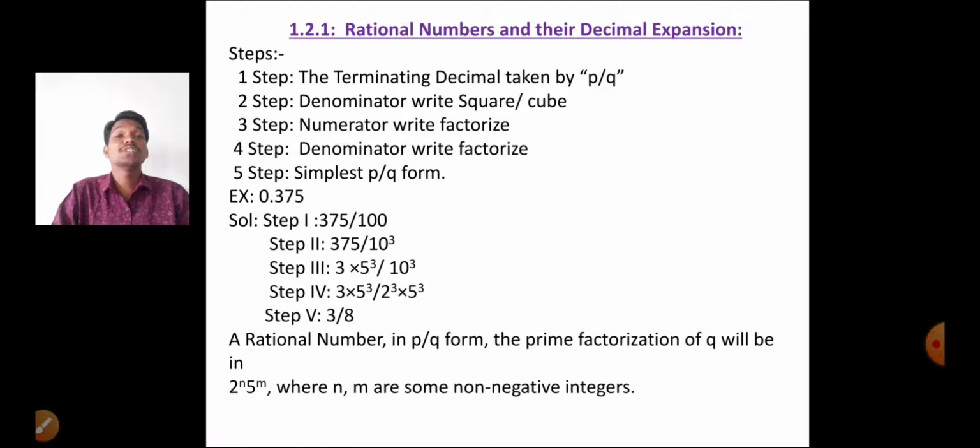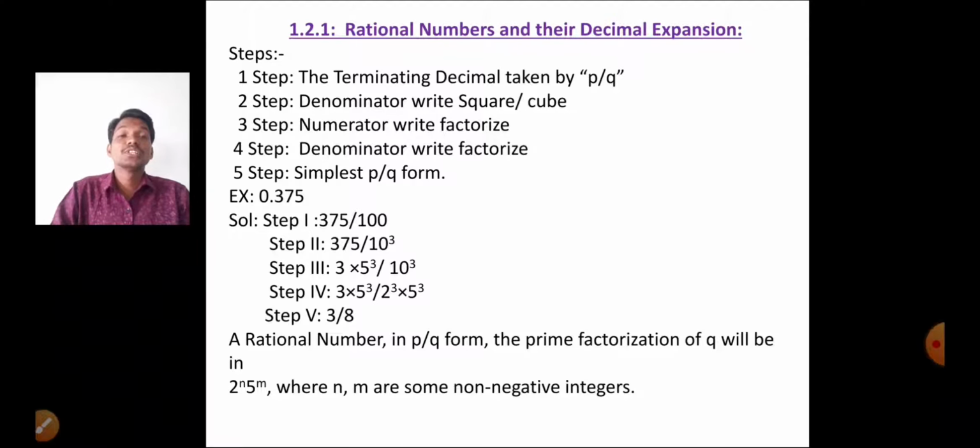For example, 0.375. To find the decimal expansion of this rational number, the first step is what is given? The decimal form, which we have to write in P by Q form, that means 375 by 1000.